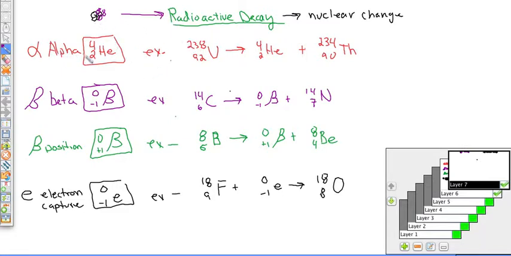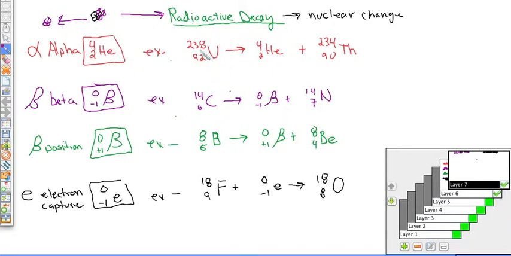One of the most common ways is alpha decay. So alpha decay is where the nucleus itself actually loses 4 total particles, which is 2 protons right here and 2 neutrons. So we would say that alpha decay is a helium atom. And so what happens is a helium atom will fling off of there. So it's got a mass of 4.